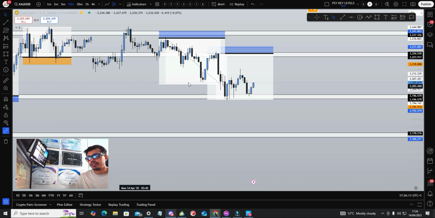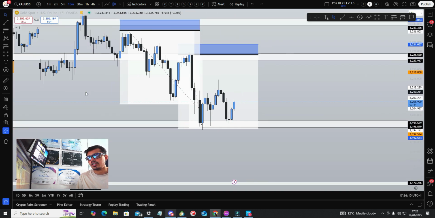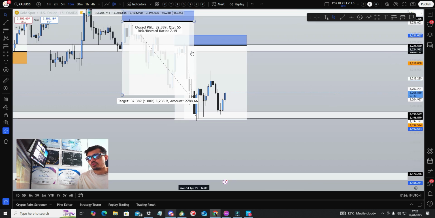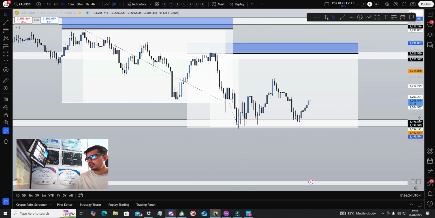So let's just go to a smaller time frame. Let's use an example, let's use this one here, right? Let's go to a smaller time frame. Let's see what price is showing us. Okay.